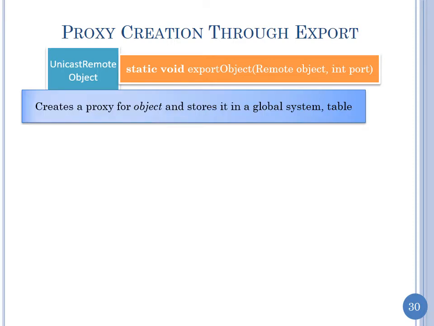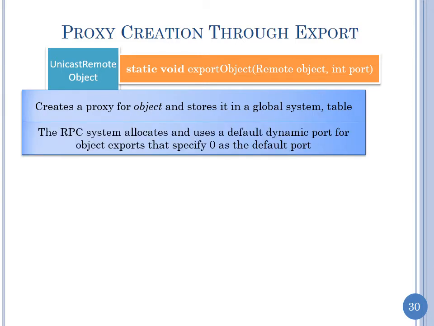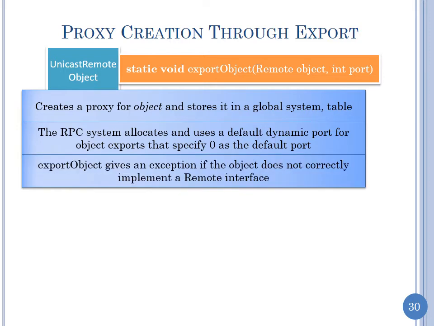So that's the call. It creates a proxy for an object and stores it in a global system table. So what export object does is create a proxy and associate this remote object, this object that was exported, with that proxy. Okay, and if you don't specify the port number, it uses a default port. And export object will give an exception if the object does not correctly implement a remote interface.